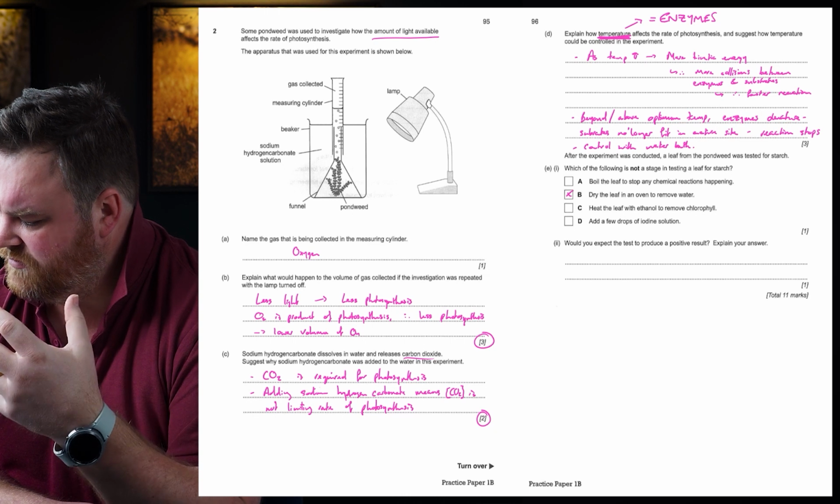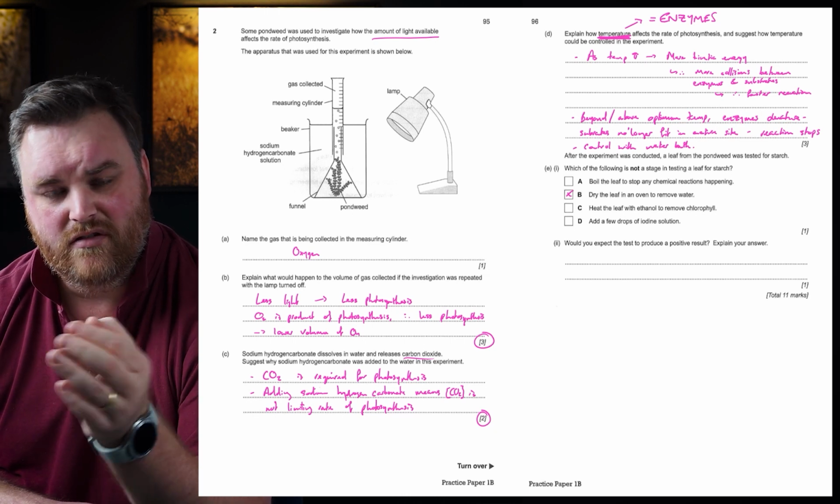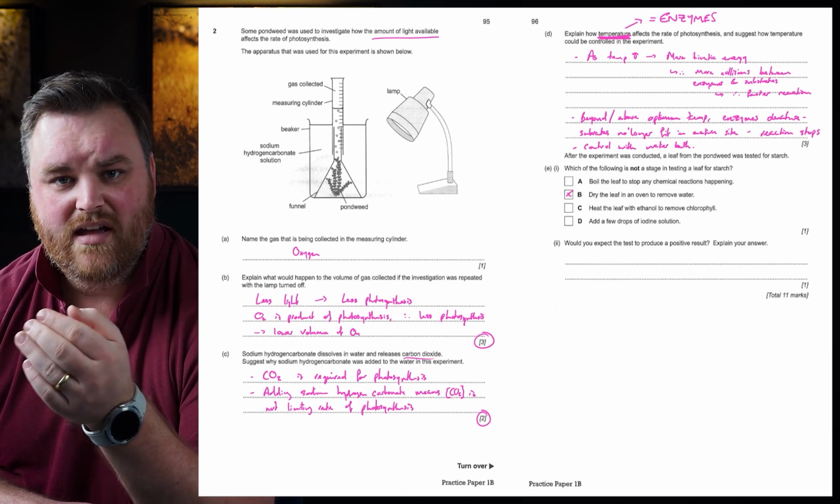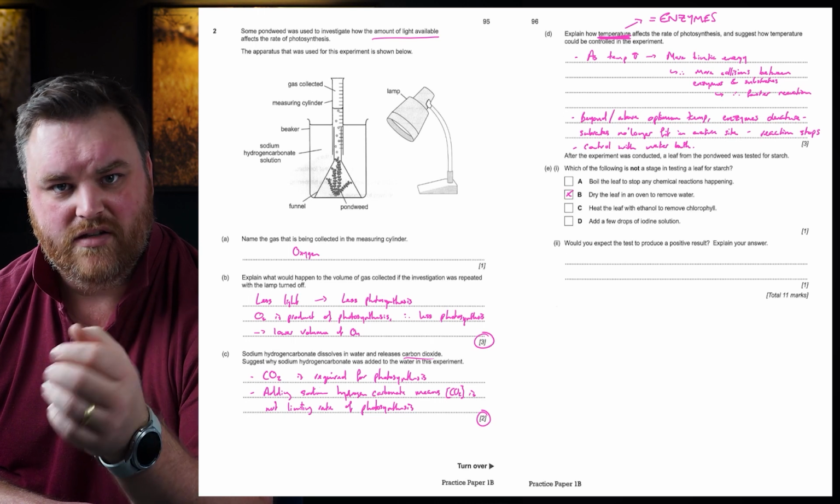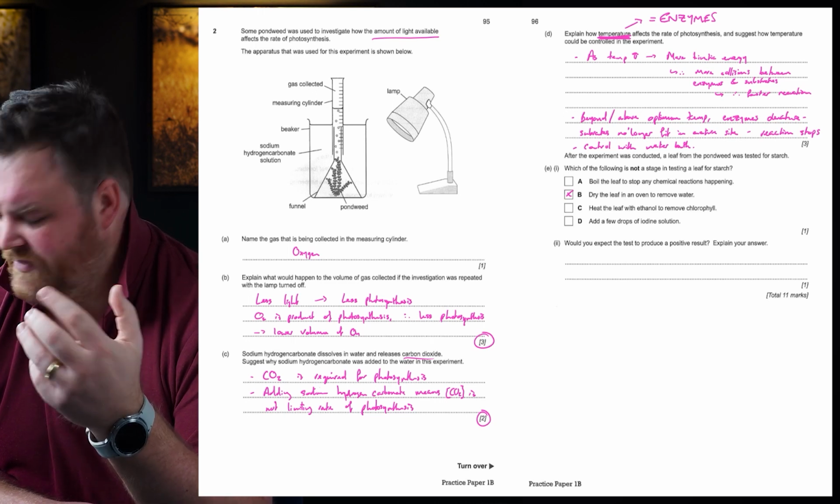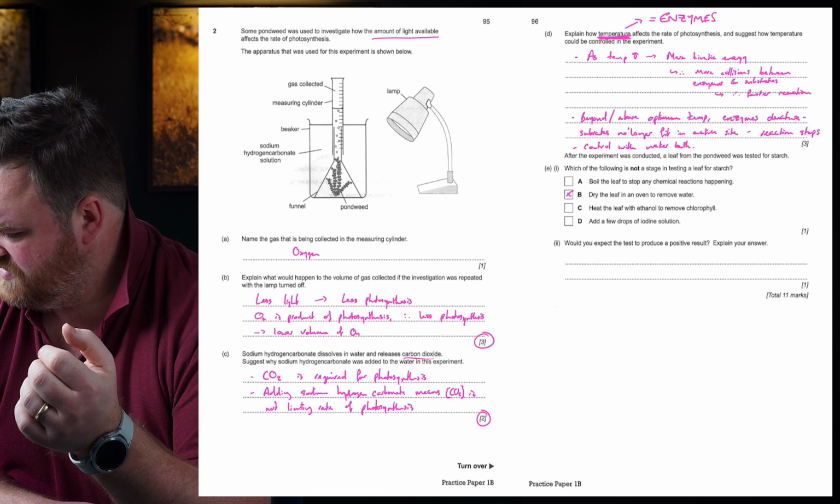Heating the leaf with ethanol to remove chlorophyll is the case. We do need to do that. That bleaches the leaf and turns it white. That means that when we drop the iodine on it, you get a nice clear result. And the iodine itself is option D.